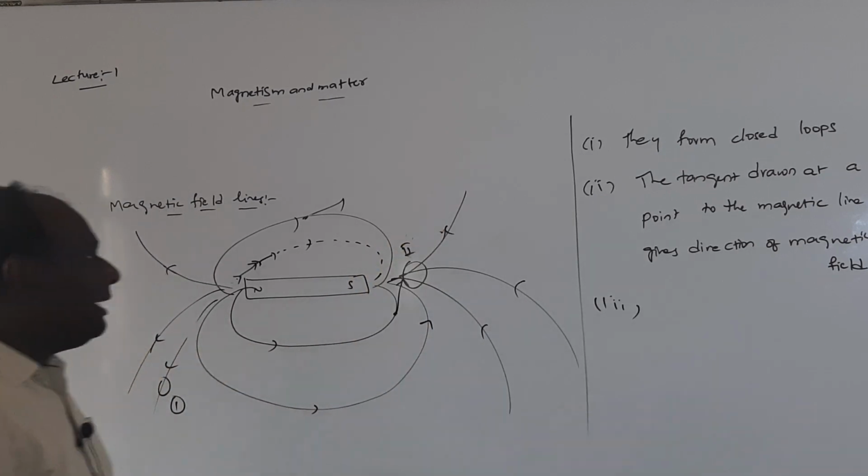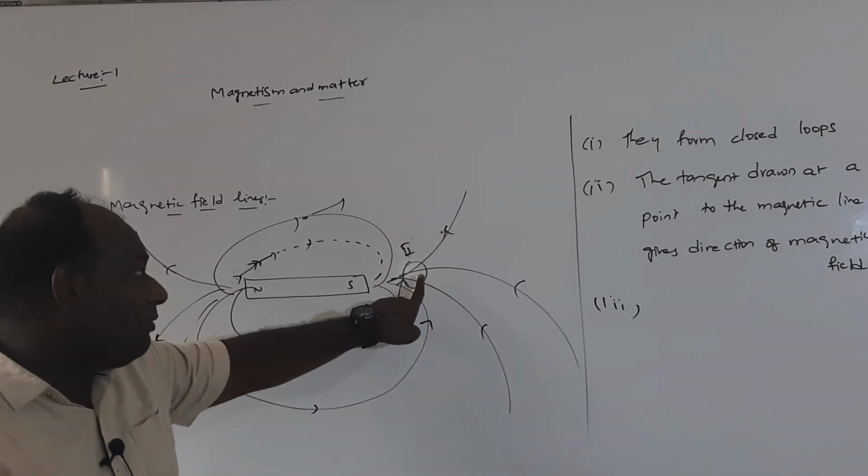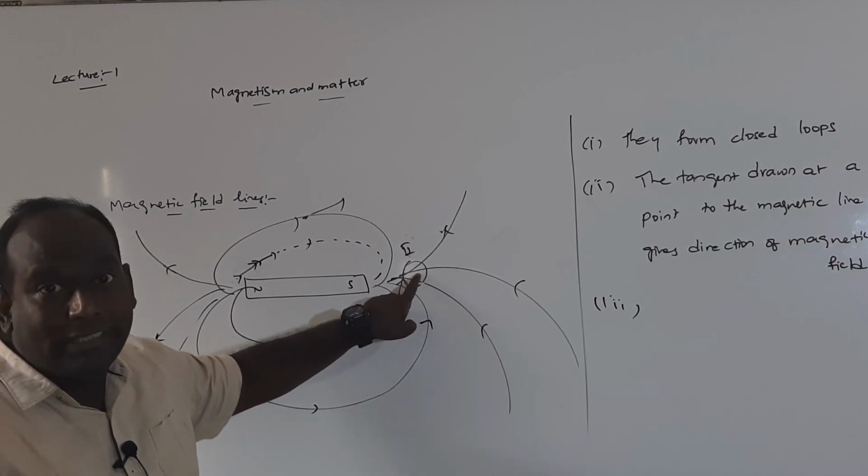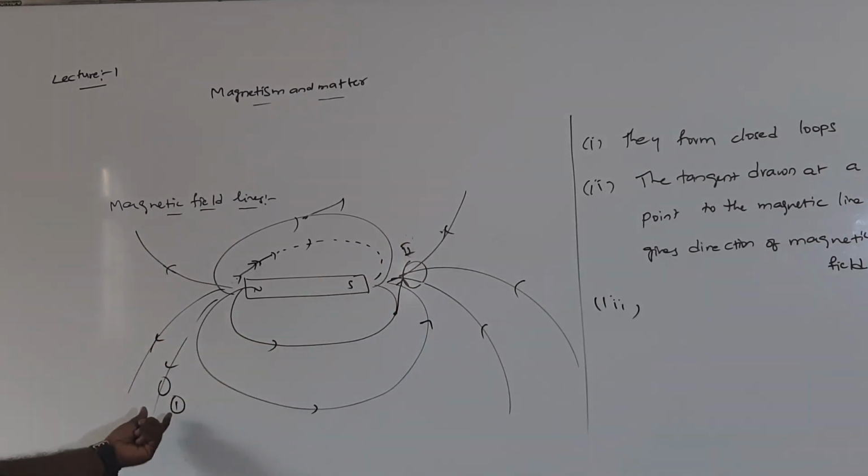So I can say clearly, the field at 2 is more. Why is it more? Here the number of magnetic lines of force passing through this area is 3. At this point, the number of magnetic lines of force passing through is 1. So compared to 1, at 2 the magnetic strength is more.